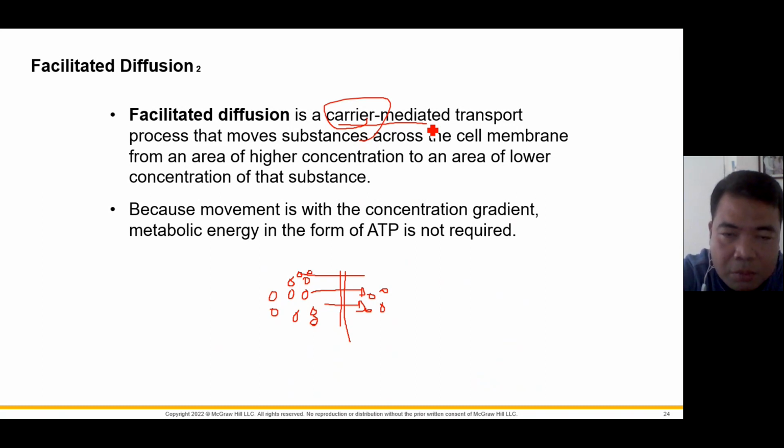But they also move from higher concentration to lower concentration. Since the movement is still downhill, meaning from higher to lower concentration, it still does not need to use the energy coming from ATP, because the movement is still passive.